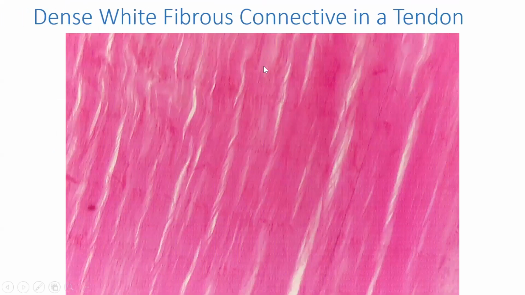And this is what it looks like. This is collagen fibers woven together. Don't get this mixed up with the stratified squamous cells or the smooth muscle cells.